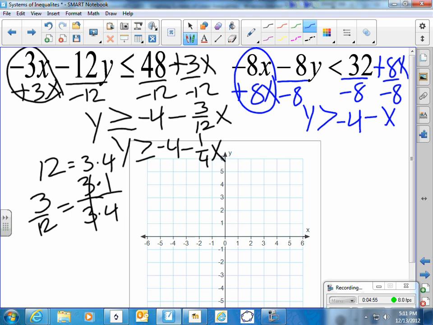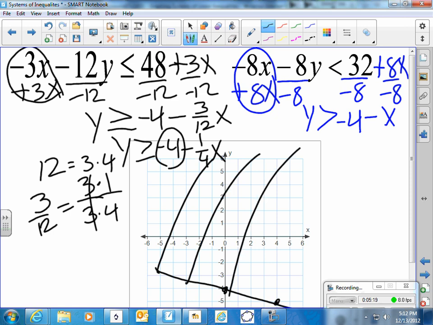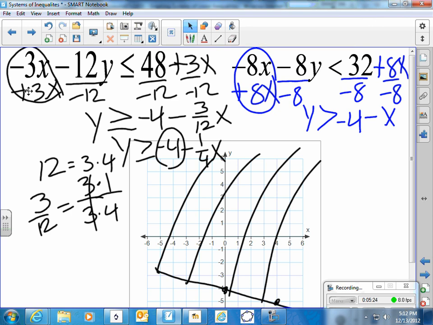Okay, so go to the first inequality. I would start at negative 4 for my y-intercept. Then I would go down 1 over 4. And then it says greater than or equal to, so it's solid. Everything above is greater than negative 4, for example.